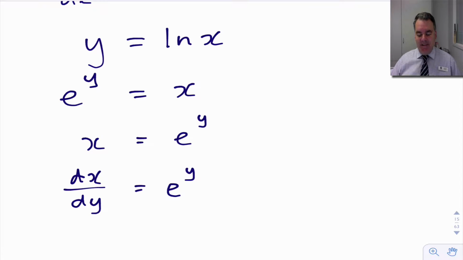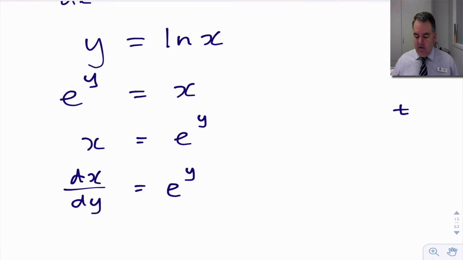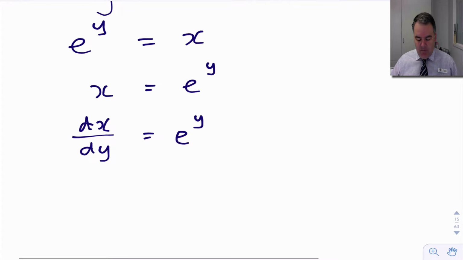Right, so that's a little bit tricky there, but hopefully you'll follow me. If I had something like m equals e to the power of t, then dm dt would be e to the power of t, right? The derivative of this function m with respect to the variable t. So I've just done a very similar thing here, but with using x on the left hand side. So dx dy is e to the power of y.